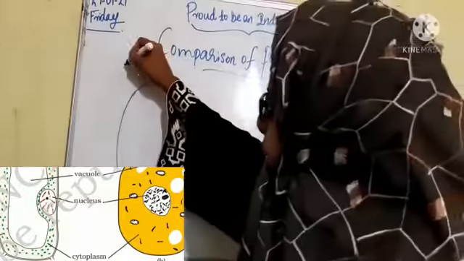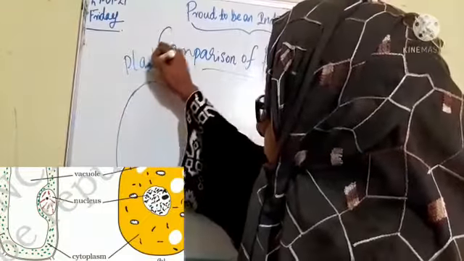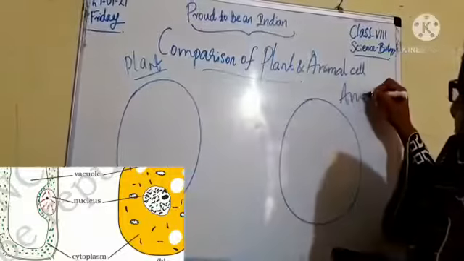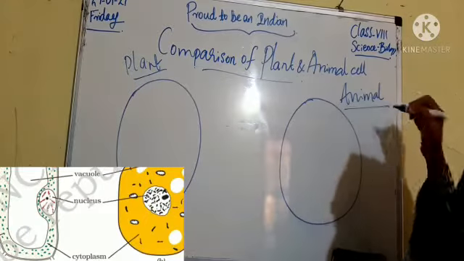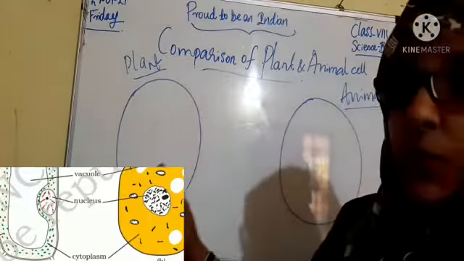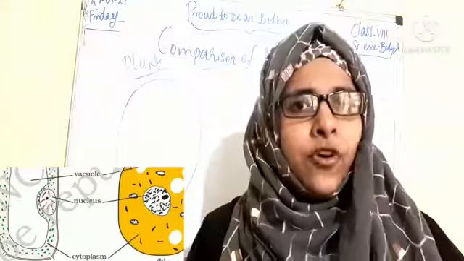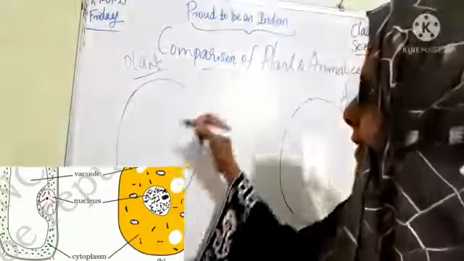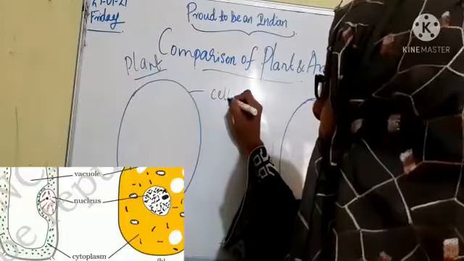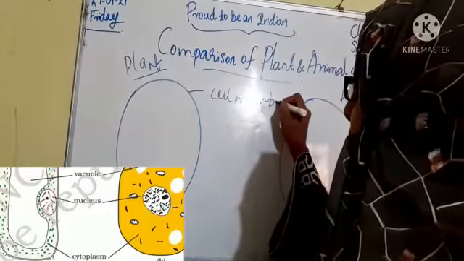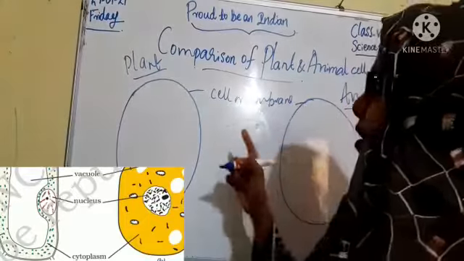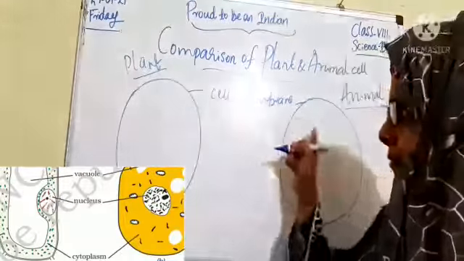And this is, suppose this is a plant cell and this is a animal cell. So we can check what all are the main differences between them. I already discussed with you three parts are common for plants and animal cells. What are they? That is cell membrane. You also have to draw now. Okay, draw it. Cell membrane.